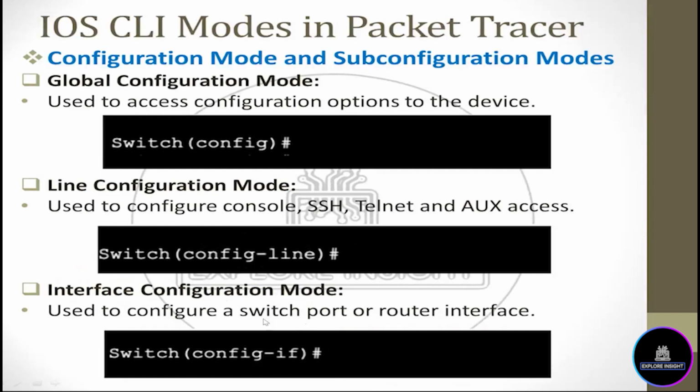Now, the next thing I want to show you is how we differentiate the line configuration mode and the interface configuration mode. For the line configuration mode, we see config-line with the hyphen, whereas for the interface, we have config-if. So this gives us a distinct difference between both sub-configuration modes.